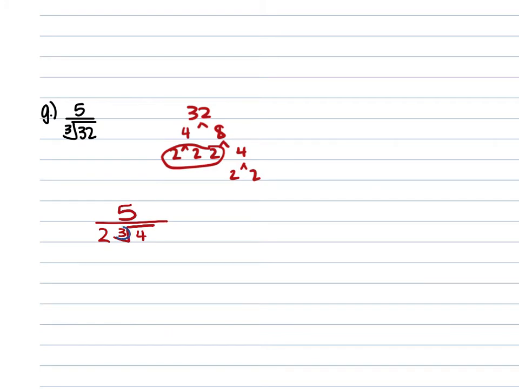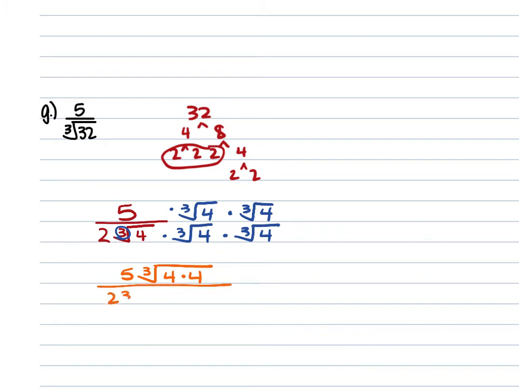So our index is the 3. We want this 3 times in total. So we would multiply it another 2 times to the bottom, which we do to the top as well. From here, we just simplify. So 5 times the cube root of 4 times the cube root of 4 is going to give us 5 times the cube root of 4 times 4. And on the bottom, we have 2 times the cube root of 4 times the cube root of 4 times the cube root of 4.